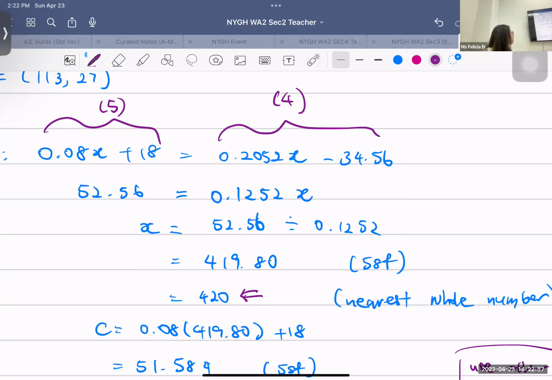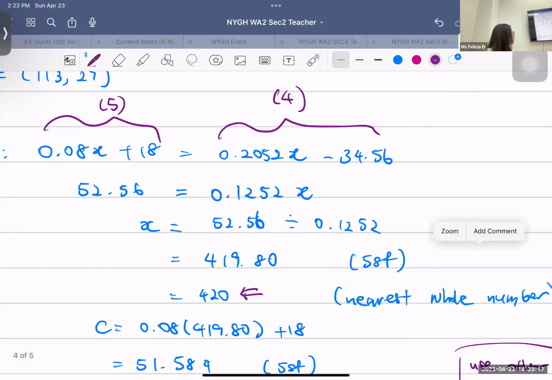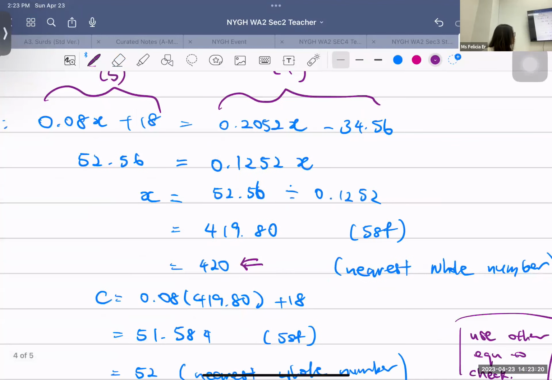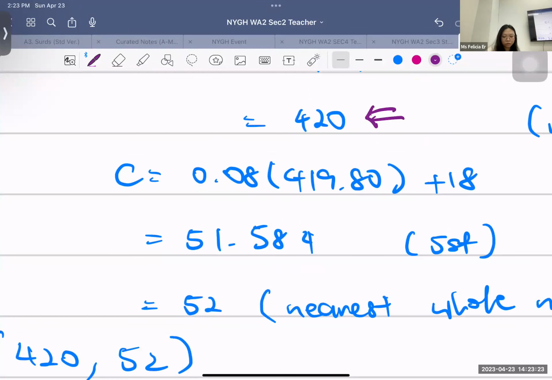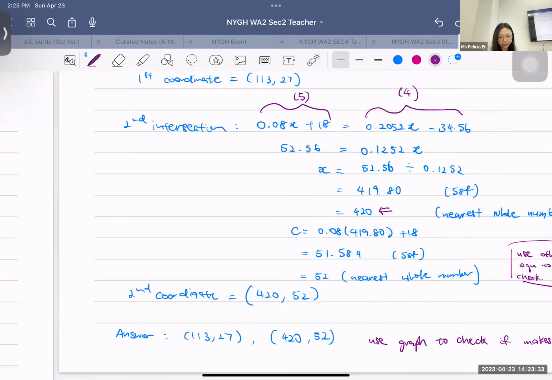So every time you're doing your intermediate steps, always leave it at a higher accuracy level. By default, you leave it at 5SF. 5SF usually is accurate enough, but if you want to leave it in 6SF, 7SF, 8SF, even better. The more significant figures, the more accurate. Can? Okay, always use your intermediate working, because if you just substitute this in, I'm quite sure you will not get 52 already. And if you don't get 52, your answer is wrong. So these are the solutions.